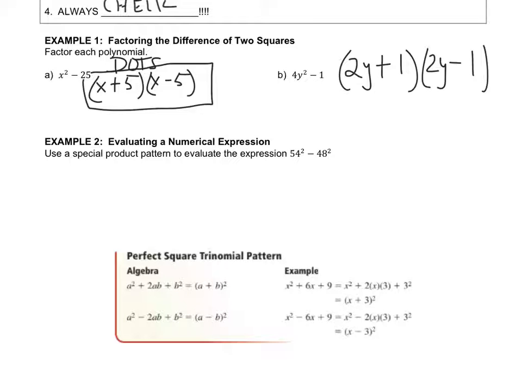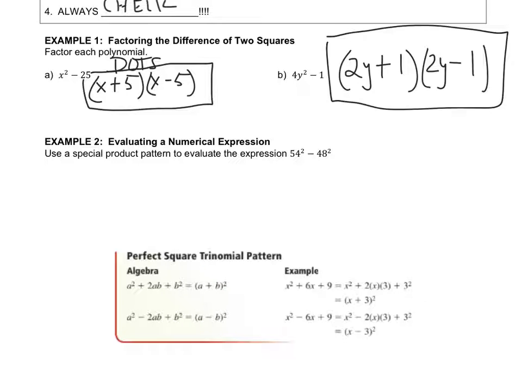So again, if I'm looking at this, 2y times 2y is 4y squared. If I say 2y times negative 1, that's a negative 2y. If I do 1 times 2y, that's a positive 2y, which causes them to cancel. And then 1 times negative 1 gives me the 1 at the back. So again, that would verify that we have the correct answer for the second one.